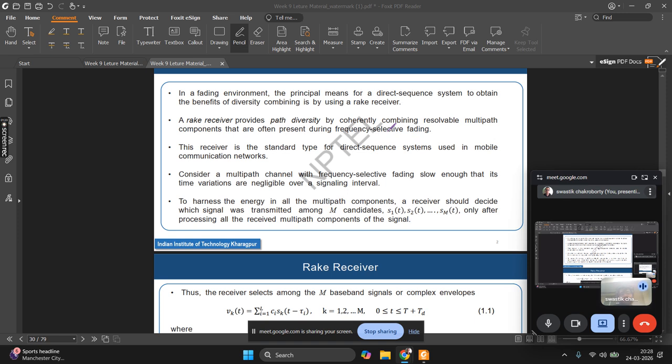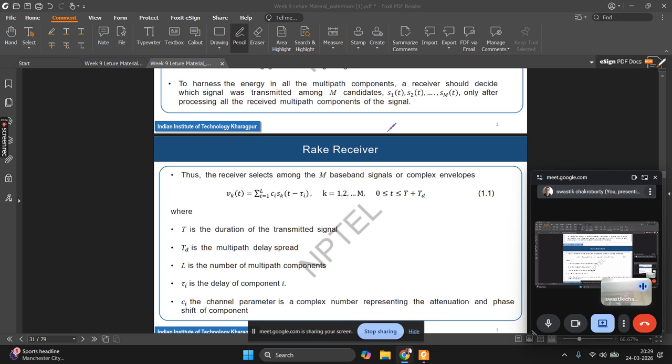The receiver is the standard type for direct sequence systems used in mobile communication. Consider a multipath channel with frequency selective, slow fading, slow enough that its time variations are negligible over the signal interval. So there is not much Doppler, but there is frequency selective fading. To harness the energy in all the multipath components, a receiver should decide which signal was transmitted among M candidates only after processing all the received components.